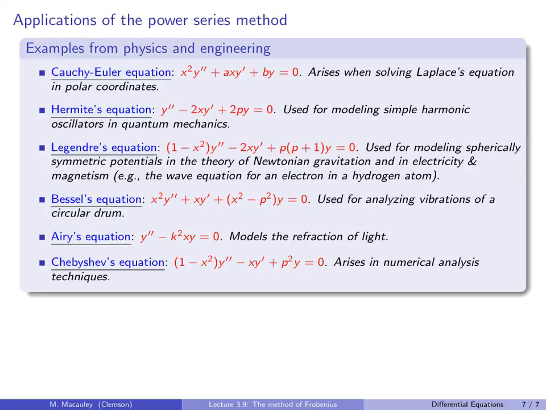So P is a parameter. This is used for modeling spherically symmetric potentials in the theory of Newtonian gravitation and electricity and magnetism. I don't know much about this. It's been a long time since I studied physics. But one example I can come up with is it's like the wave equation for an electron in a hydrogen atom. This equation models it. That's all I know about this, honestly.